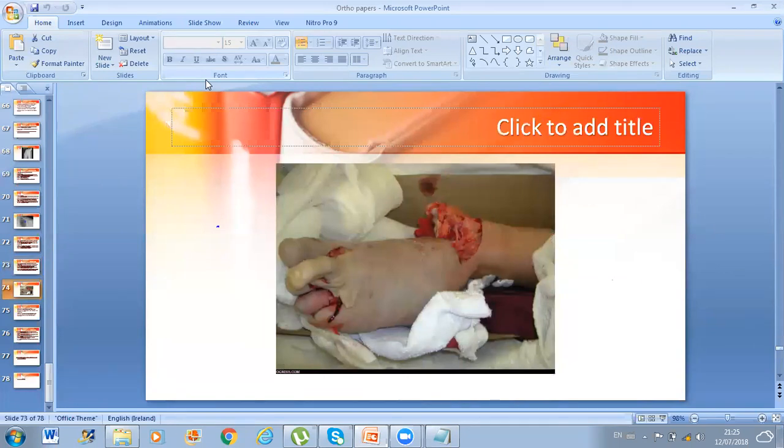Who will tell me how you will debride this fracture at this location?